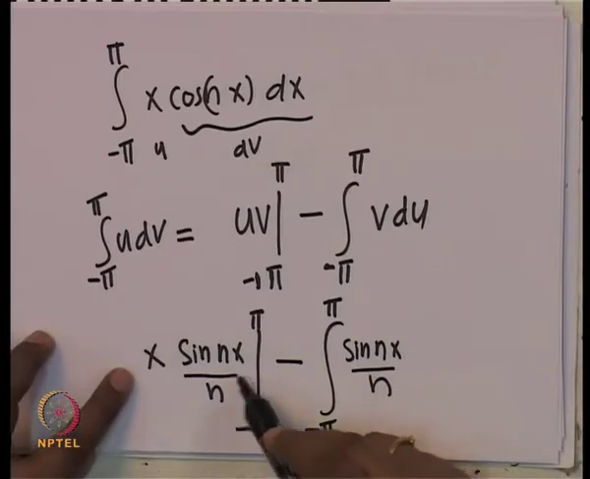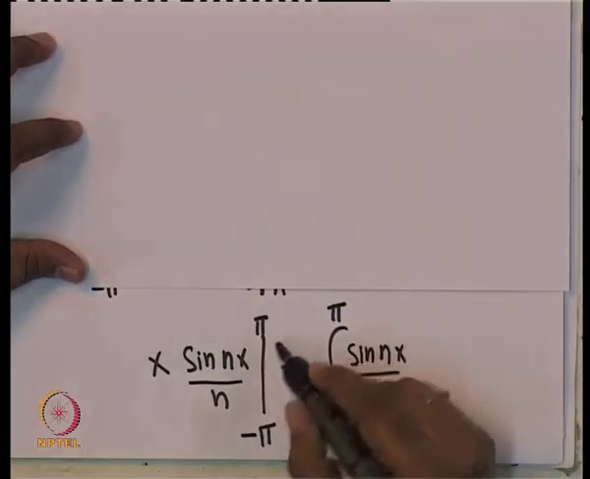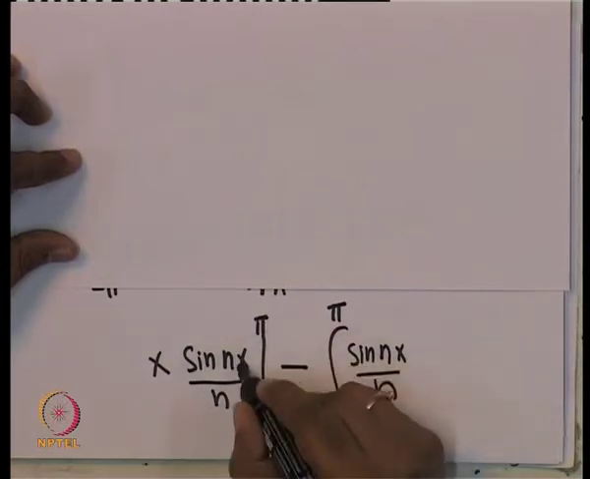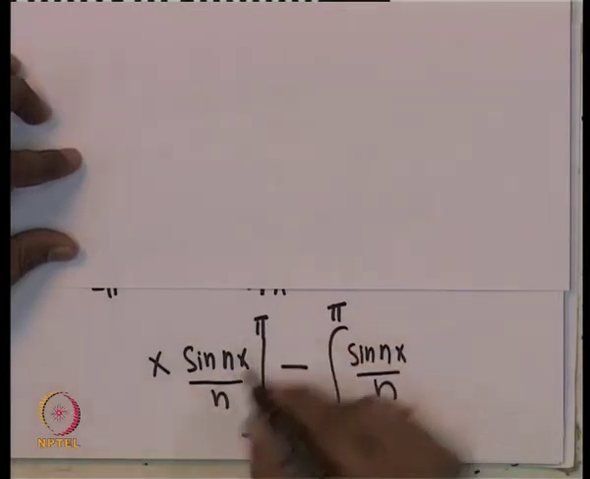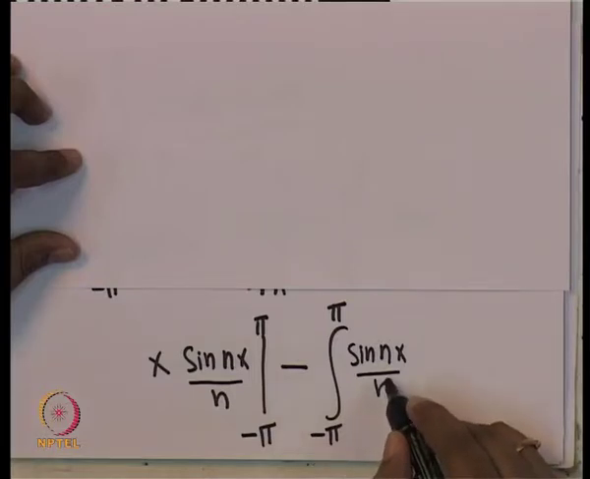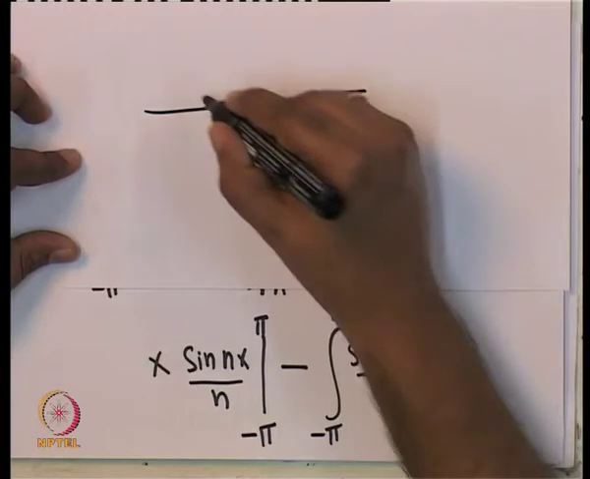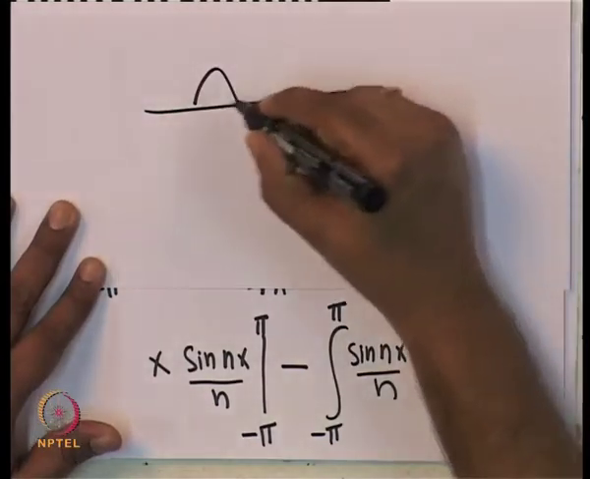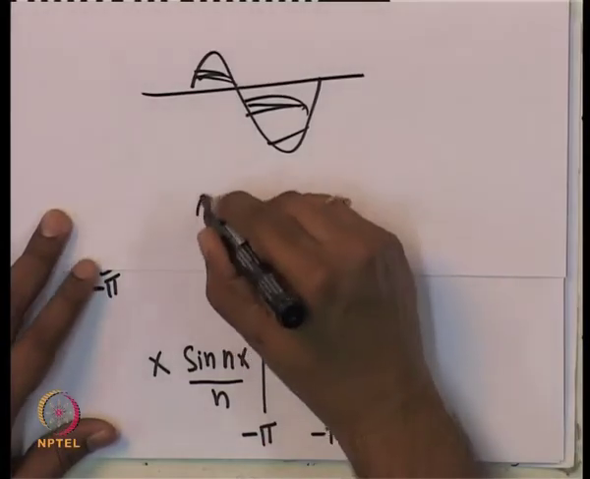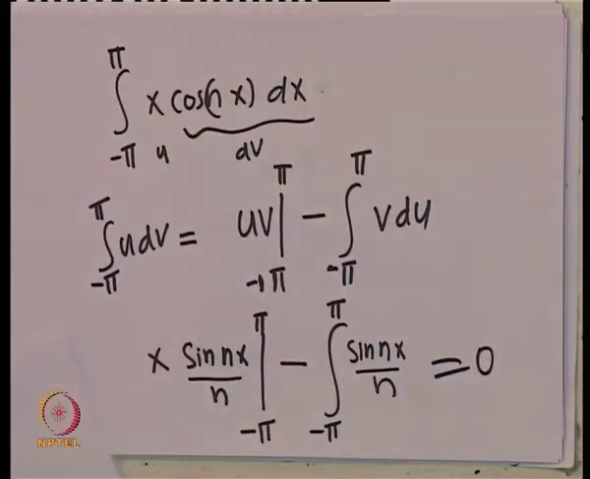Now, if you apply the limits here, the first term has sin n pi, which is anyway 0, so this term goes to 0. If you substitute pi and minus pi, you anyway get this term 0. For the other term you have to integrate sin n x by n. You know that the integral of sine from minus pi to plus pi has to be 0, because for a periodic function like this the area under the curve is the same on both sides. So both terms give 0, and you can convince yourself that the answer is 0.